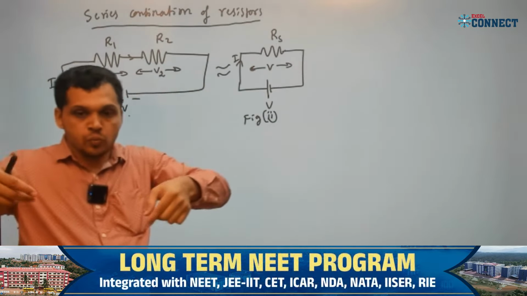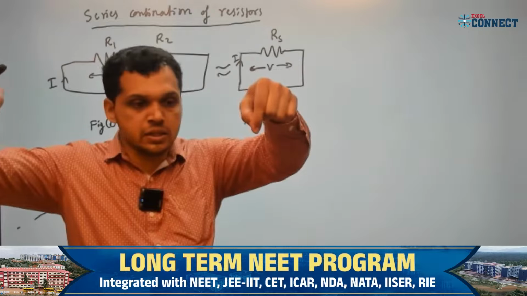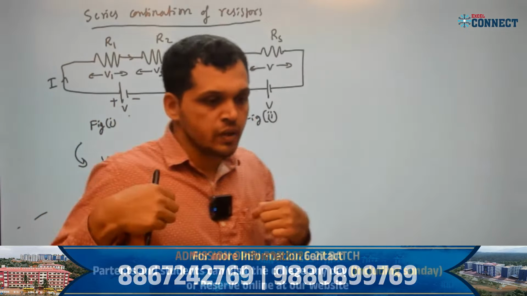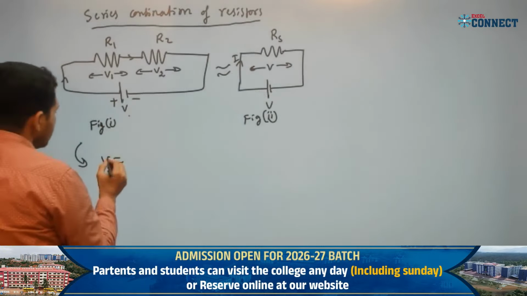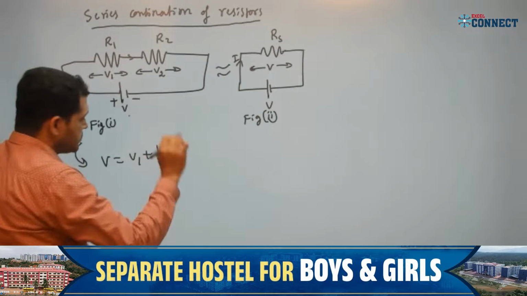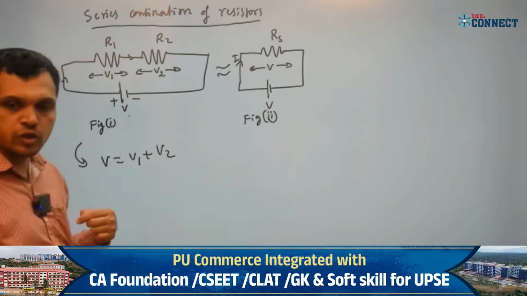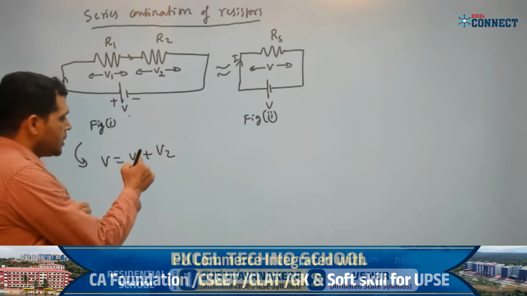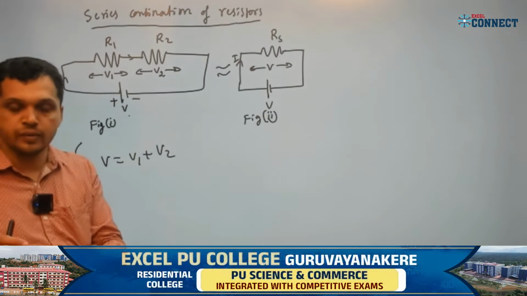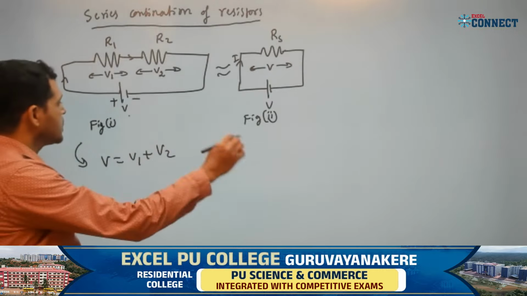You know that the potential drop across the combination is equivalent to the circuit. Potential difference, that is V, is equal to V1 plus V2. Correct? V is equal to V1 plus V2. Using Ohm's law, what is V? V is equal to I into R, right? Ohm's law.